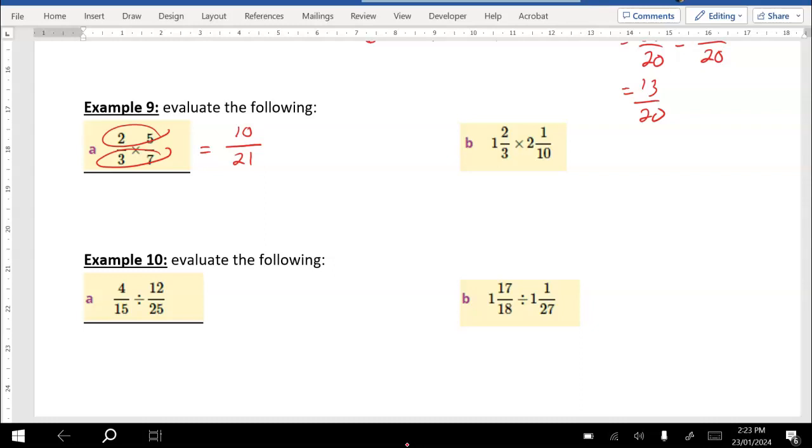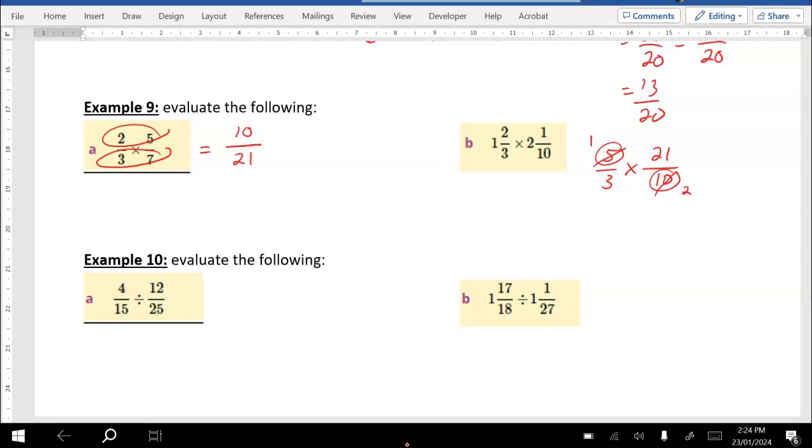So now we want to use this one, and this is mixed. And remember, we want to convert mixed fractions to improper fractions. So 3 times 1 plus 2 is 5/3 times 21/10. Now between 5 and 3, I can't simplify, but between 5 and 10, the highest common factor there is 5. 5 divided by 5 gives me 1. 10 divided by 5 gives me 2.